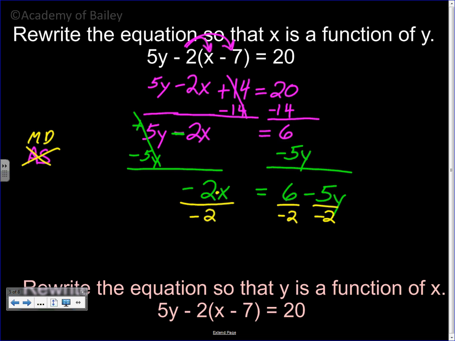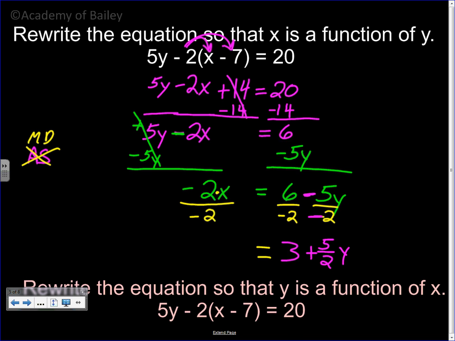And I'm going to split this up because, what is 6 divided by negative 2? That's 3. And what is negative 5 divided by negative 2? Well, negative divided by negative is a positive. And then we have 5 over 2y.